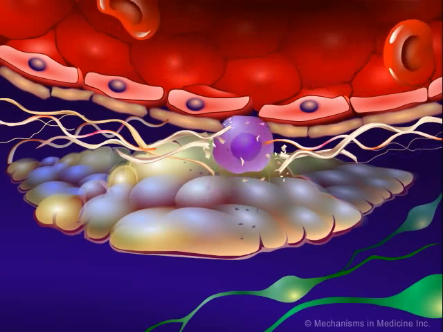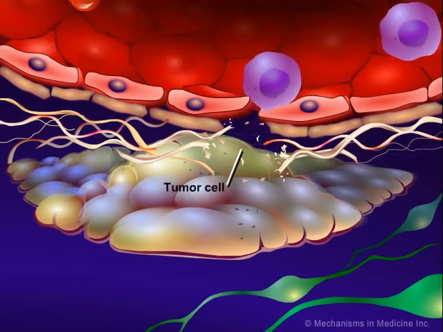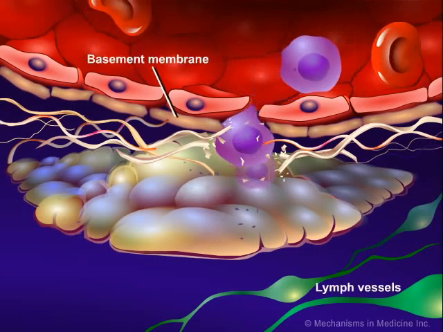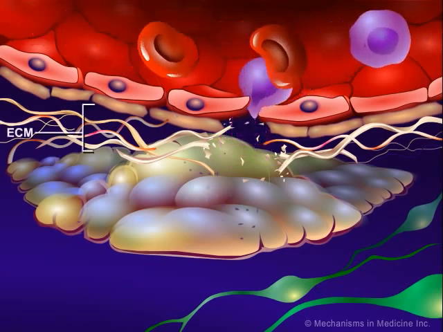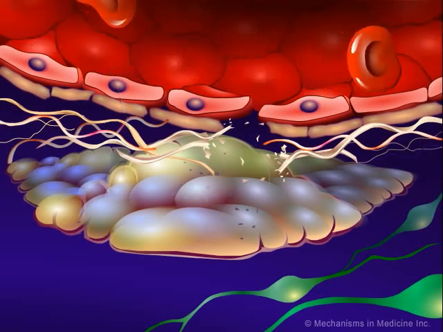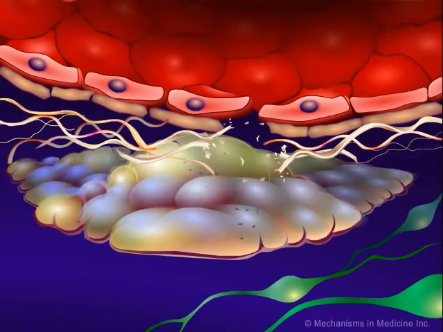Metastasis is a multifactorial process involving complex interactions between tumor cells, vessels of the lymph and vascular systems, the basement membrane surrounding those vessels, and the extracellular matrix, which consists mainly of collagen. Let's take a closer look at how the EGFR pathway activates and modulates metastases.